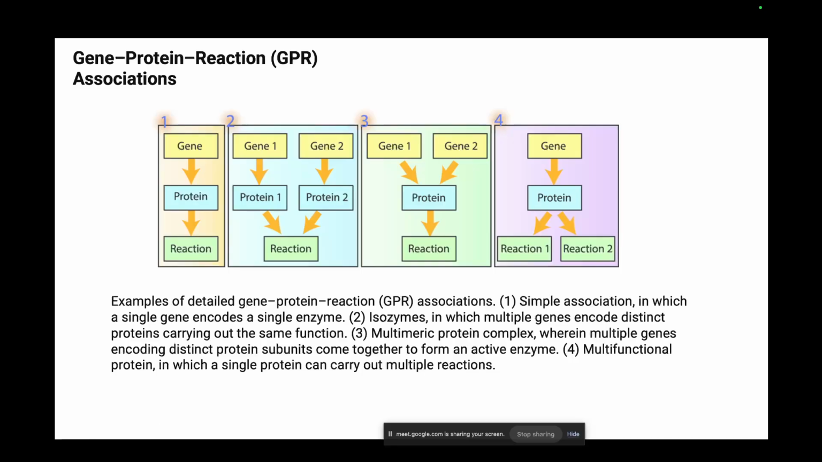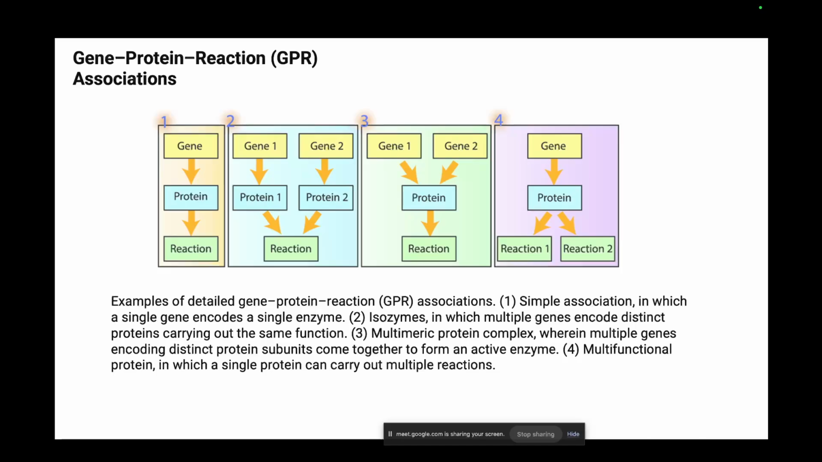So this example is given in terms of enzymes, right? These are what are known as isozymes, the same type of enzymes that can catalyze a reaction. This is what is known as a multimeric protein complex, where you have one gene producing one part of the enzyme, the other gene producing the other part of the enzyme. They come and bind together to form the whole enzyme, which is the functional one. And then you have multifunctional enzymes as well, so one enzyme catalyzing multiple reactions.